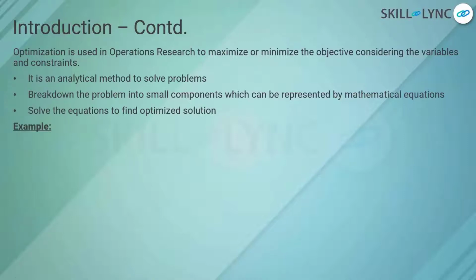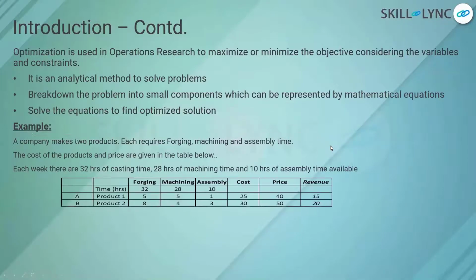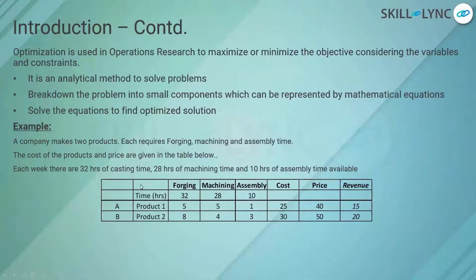So again, we'll take an example here. A company makes 2 products and each of them requires 3 processes: forging, machining, and an assembly line. And the cost and the products are given in this table below. In each week, you can have 32 hours of forging time, 28 hours of machining time, and 10 hours of assembly time available. And you can make 2 products, and each of these 2 products requires the shown amount of time, and that is a cost, and that's the price. So basically, that is the revenue that you will generate from A.